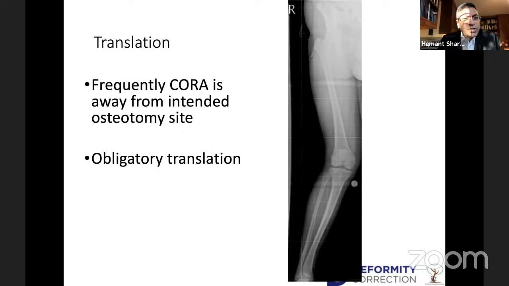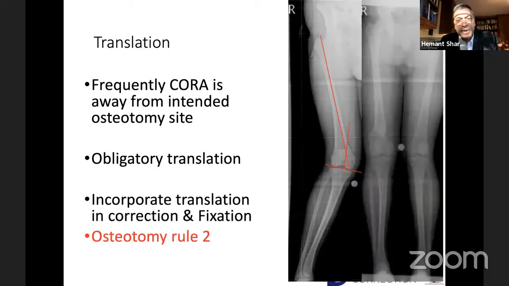So what you do is you plan your CORA where you want to do the deformity correction. That is the ideal. But what often happens is you can't do the correction at that level, and therefore you have to move your osteotomy away from the CORA, and you end up having Osteotomy Rule 2, and therefore there's always an obligatory translation. And therefore you have to take into account, when you're planning your correction, what implant you're going to use.